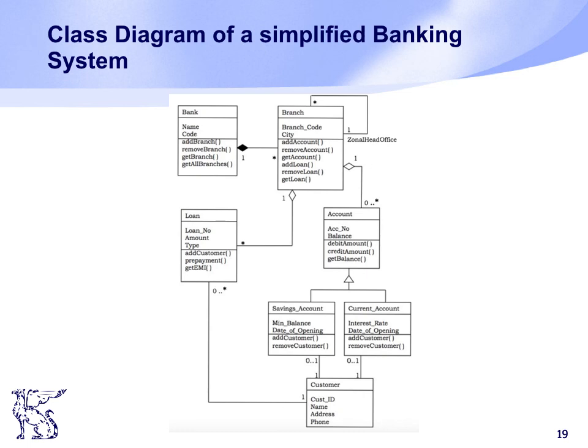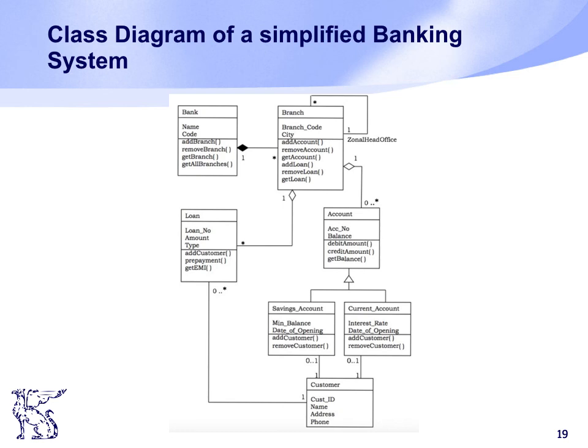And a branch has a number of accounts. So it's an aggregation here. Why is it an aggregation? Because the accounts can exist without even the parent. So that's an aggregation relationship, and we are showing it with a white diamond. Again it's a one-to-many relationship here.